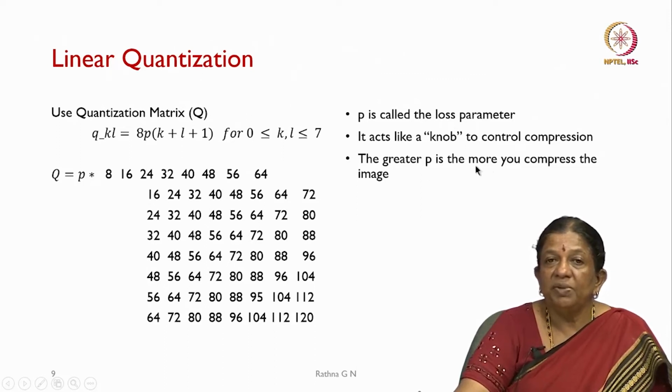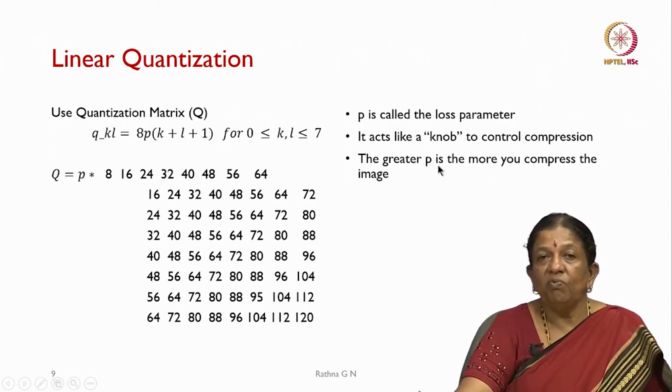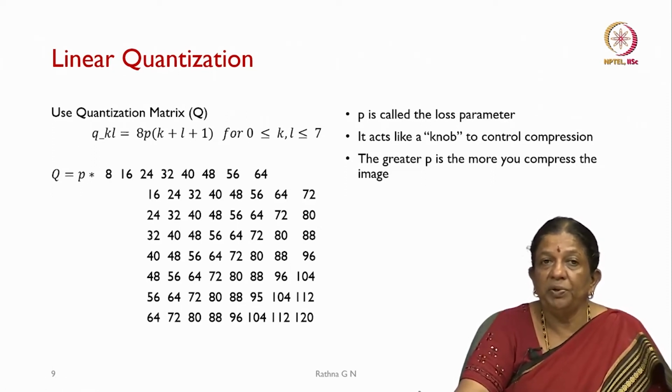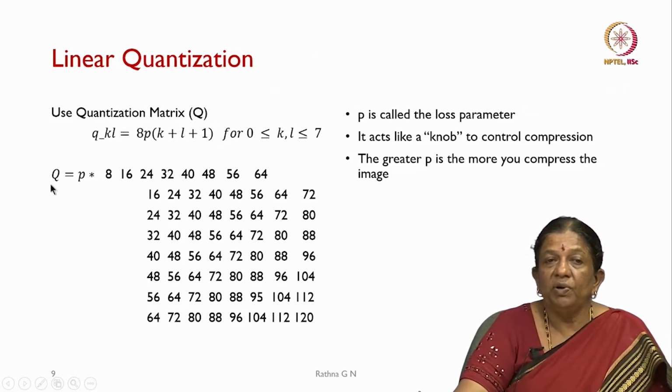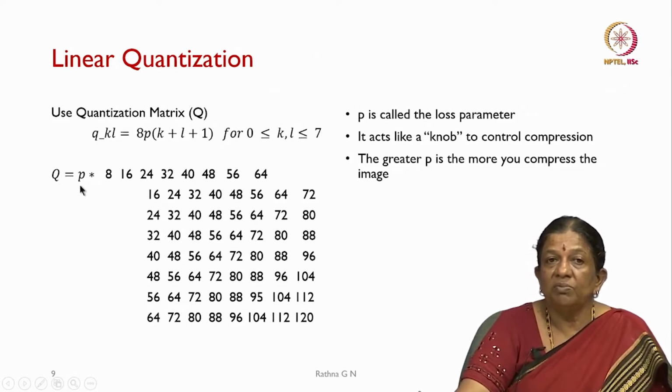So, the greater p is, the more you compress the image. p can vary from 1 to whatever value you are going to take. If you look at the quantization matrix, p multiplied with 8 gives 16, 24, 32, 40, 48, 56 and then 64 as the values. So, if you take 8 as the first entry in the first row, then you will be seeing 16, 24, and so on.